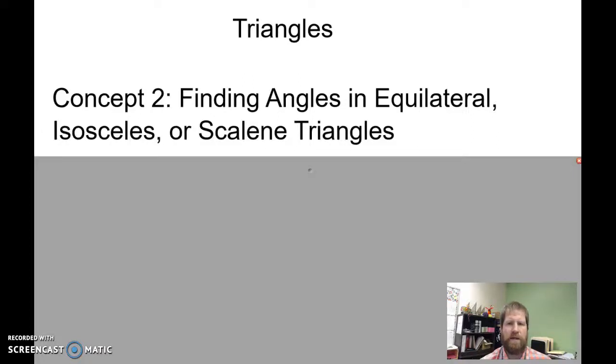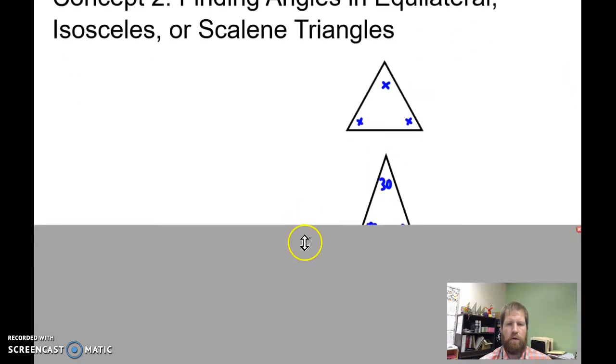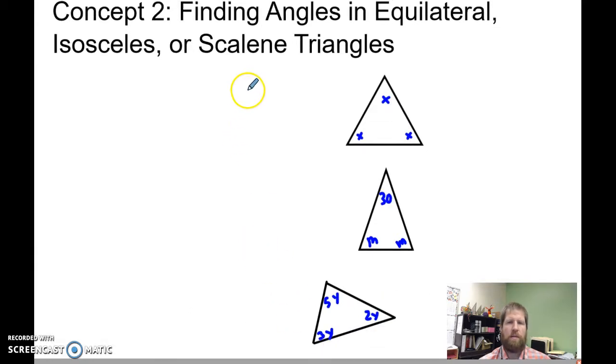Concept 2, finding angles in equilateral, isosceles, or scalene triangles. So we are going to use what we know about equilateral, isosceles, and to a point scalene triangles to help us solve and find missing angles when we don't have two of the angles already. Okay. The first one should be easy.